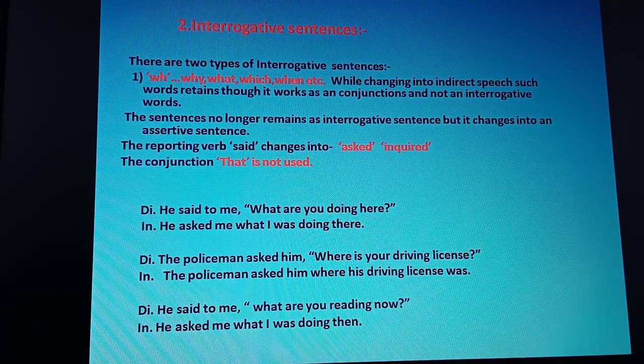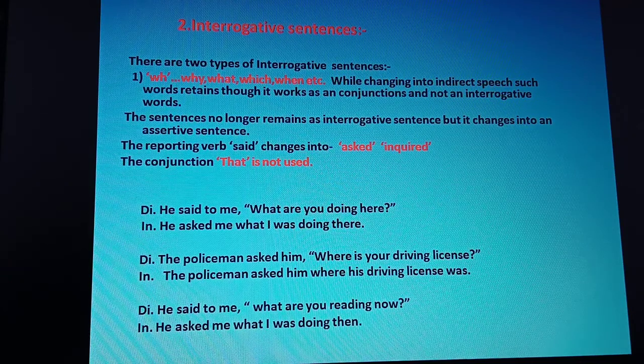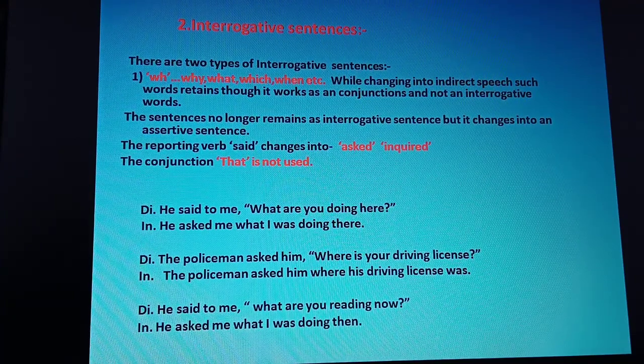Okay. The policeman, not the policeman, the TC. Suppose you are going to the railway station and you are asking for the arrival of the train. So she said, what time is the train arriving? Okay. What time is the train arriving? So what will happen in indirect speech? She asked him, what time was the train arriving? Not asked him, he inquired. Okay, here asked also is okay, but then we are more than asking, you are inquiring.